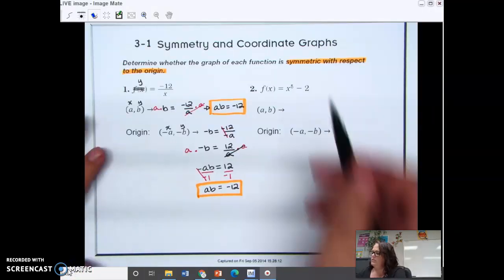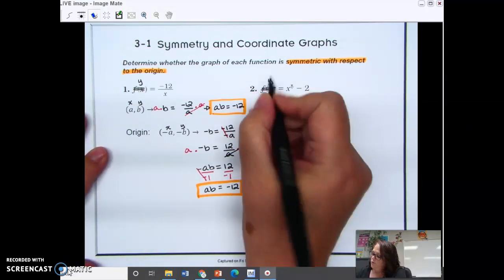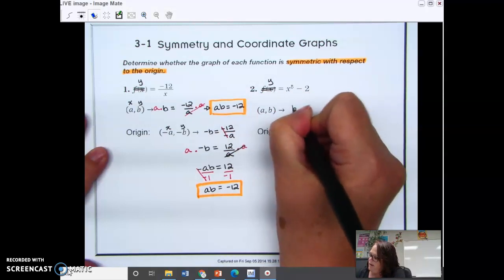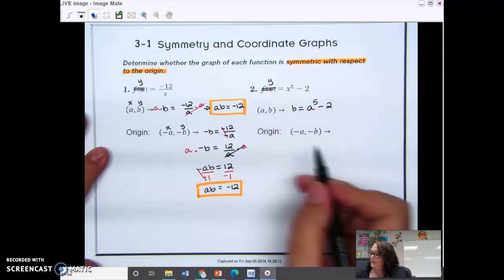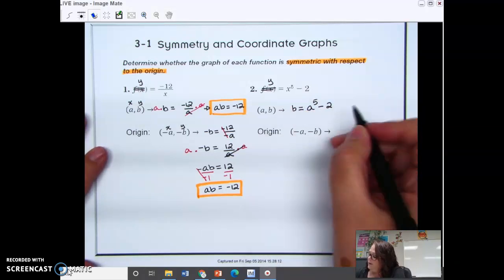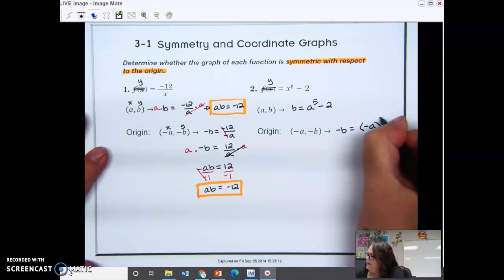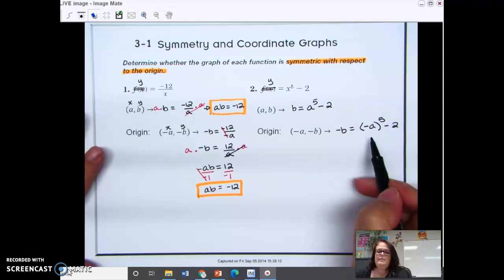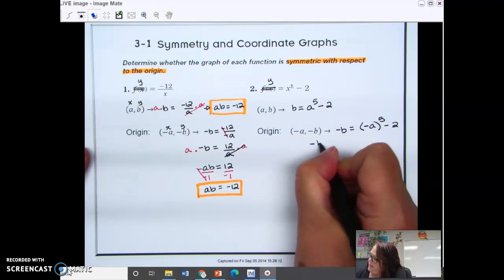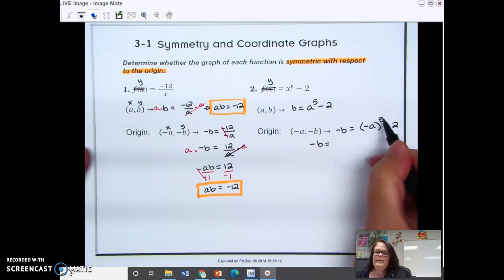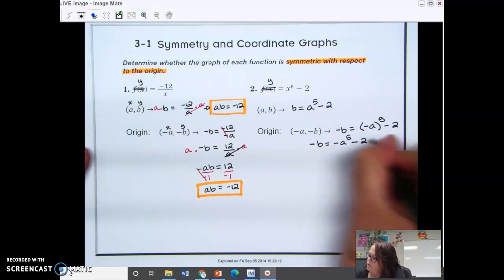All right, so this next graph is going to be y is equal to x to the 5th minus 2. So if I substitute a for x and b for y, we get b is equal to a to the 5th minus 2. And so then if I plug in my y value of negative b and my x value of negative a, I'm putting that in parentheses because the negative is being taken to the 5th power as well. Then if I start to simplify this, I get negative b is equal to, and then a negative to an odd power stays negative, so it's negative a to the 5th minus 2.